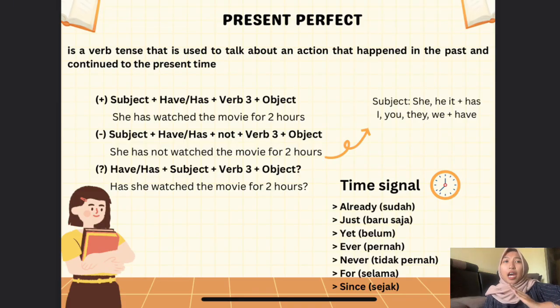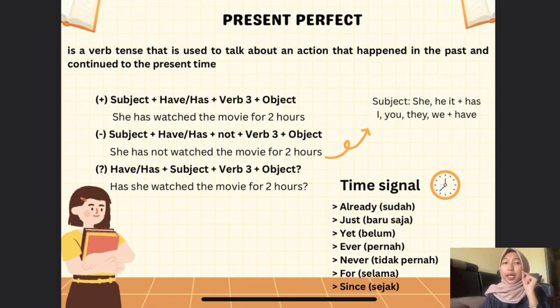We use have or has depending on the subject. For the example, if the subject is she, he, it, we use has. If the subject is I, you, they, it is followed by have. Okay? For the example, she has watched the movie for 2 hours. Dia telah menonton TV selama 2 jam.